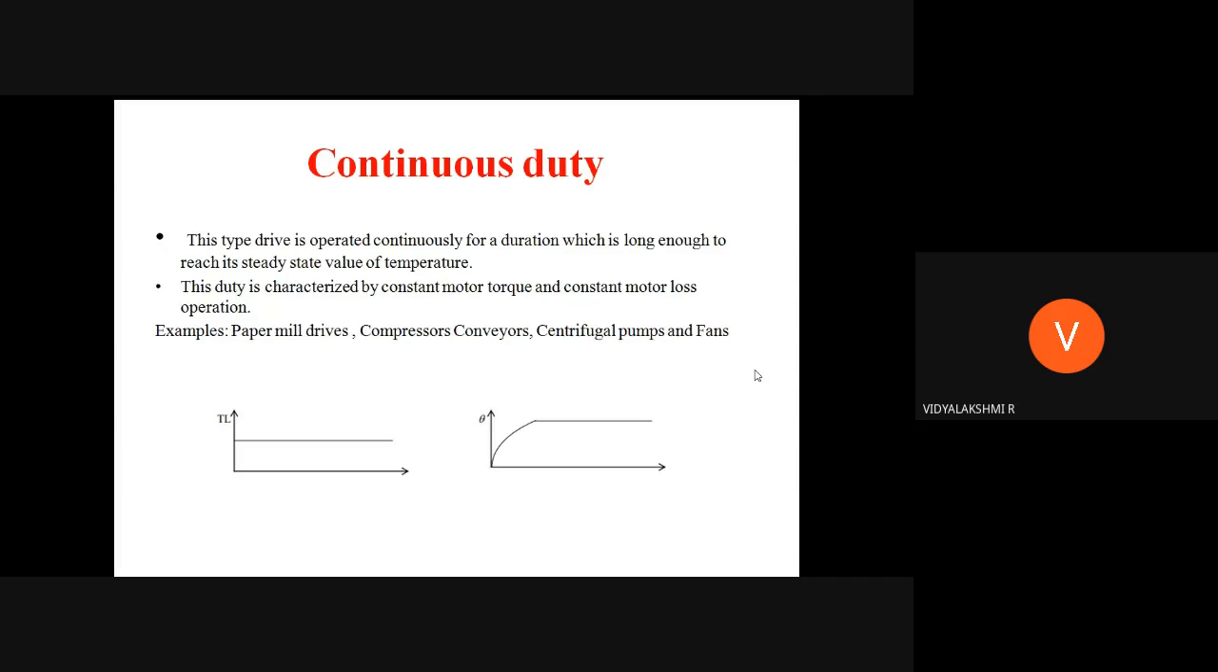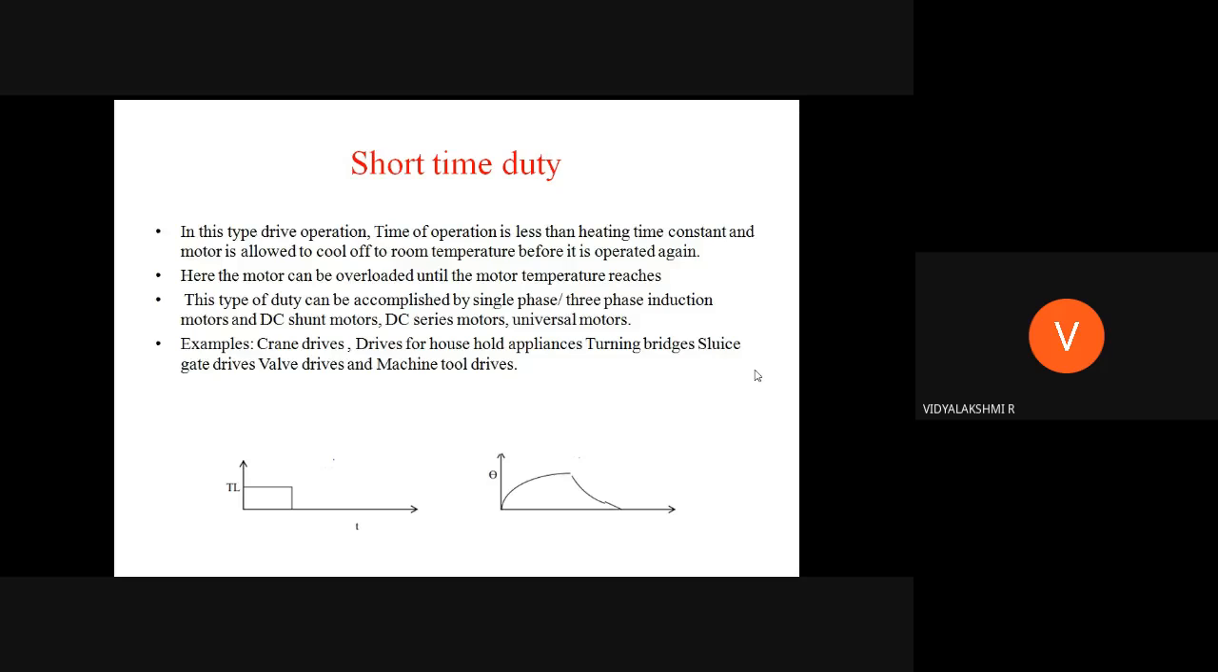And the next one is short time duty. This type of operation is what I use for a particular time. For this, the load torque, I can run my drive for a short time. So what will happen? I can turn it on and then off. It's a particular short time that I'm using this drive, so that's why it is called short time duty.